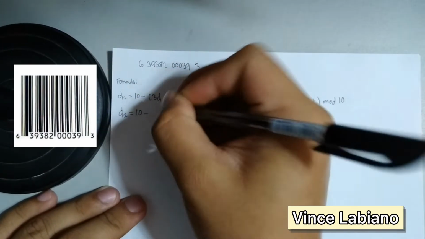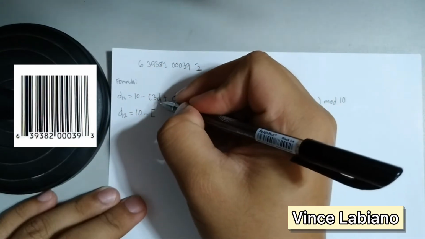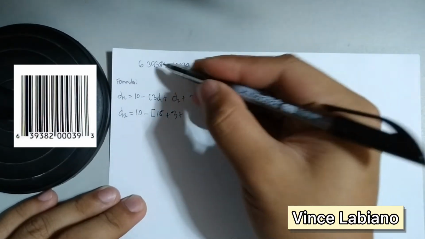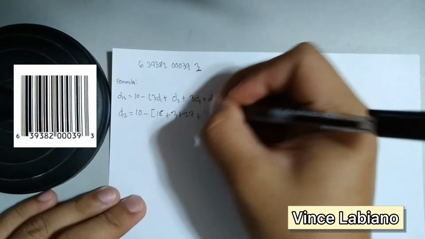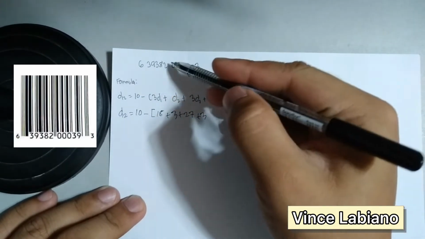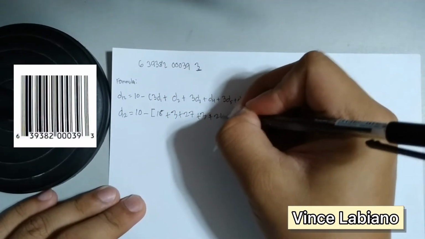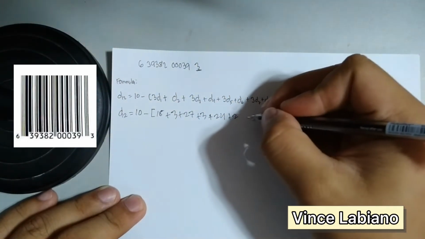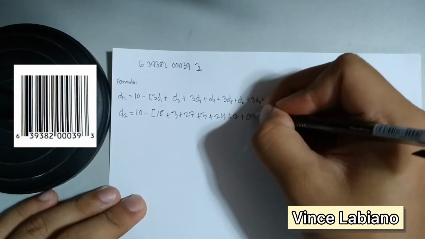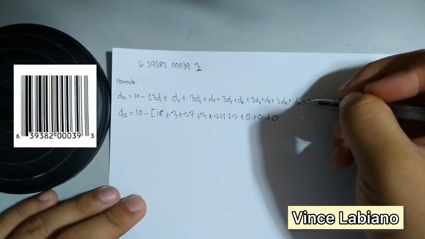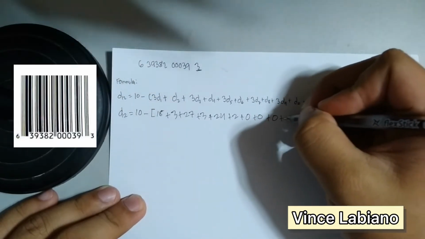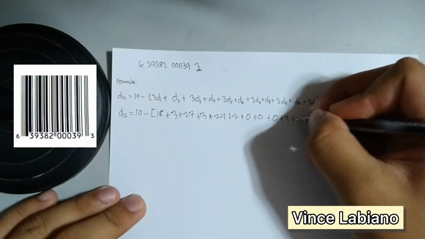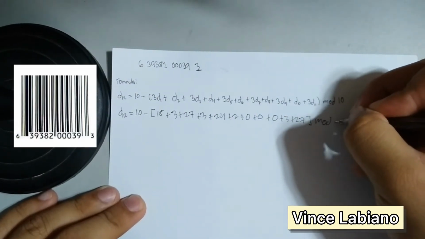D12 is equal to 10 minus, and then 6 times 3 is 18, plus the second digit, which is 3, and then 3 times 9 is 27, plus the fourth digit, copy 3, and then the fifth digit is 8 times 3 is 24, and then copy the sixth digit, which is 2, and then 3 times 0 is 0, and then copy 0, then 3 times 0 is 0 again, and then copy 3, and then 9 times 3 is 27, and then modulo 10.